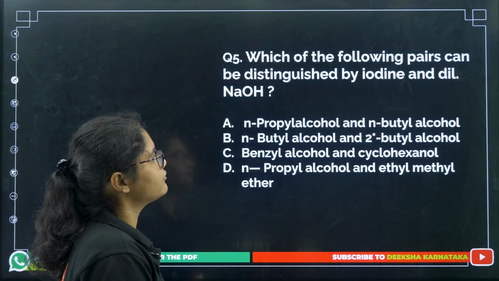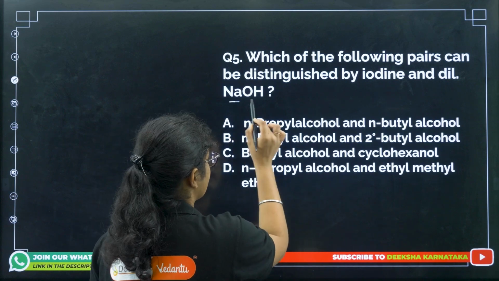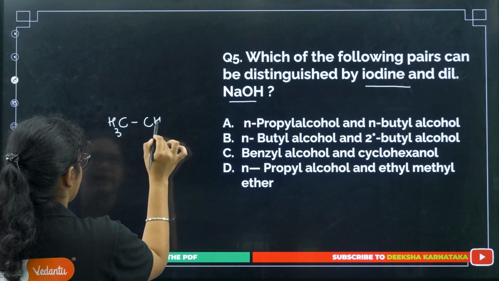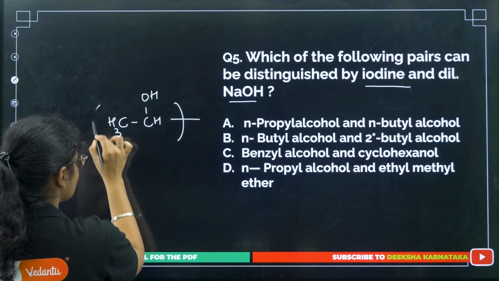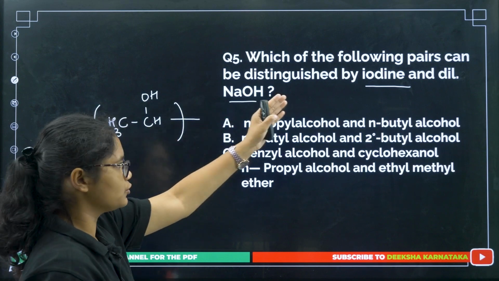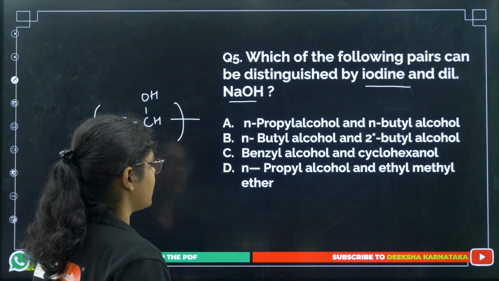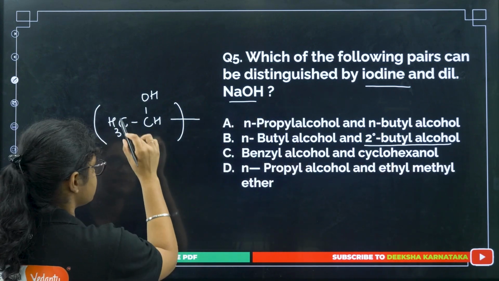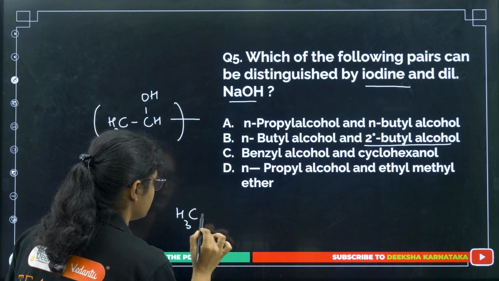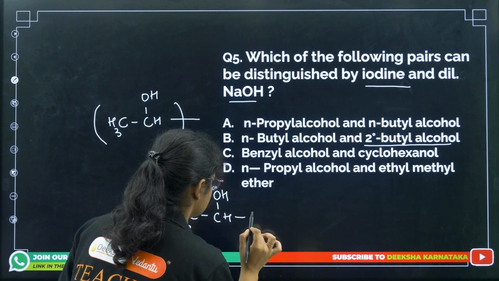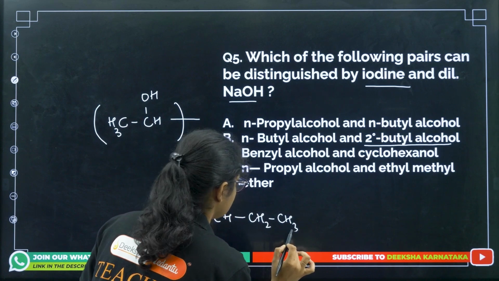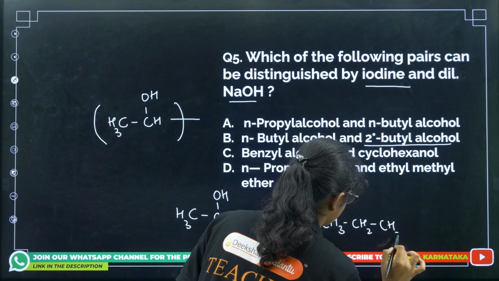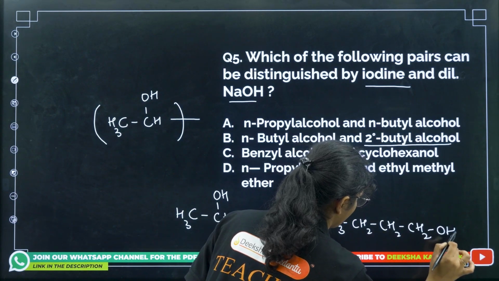Next, which one of the following pairs can be distinguished by iodine and dilute NaOH? For this one, what is the group required? If you remember, CH3CHOH. If this group is present, then that compound can show the iodoform reaction. So we have this group present in secondary butyl alcohol, right? This is secondary butyl alcohol, CH3CHOHCH2CH3, and then I have N-butyl alcohol, CH3CH2CH2CH2OH, right?